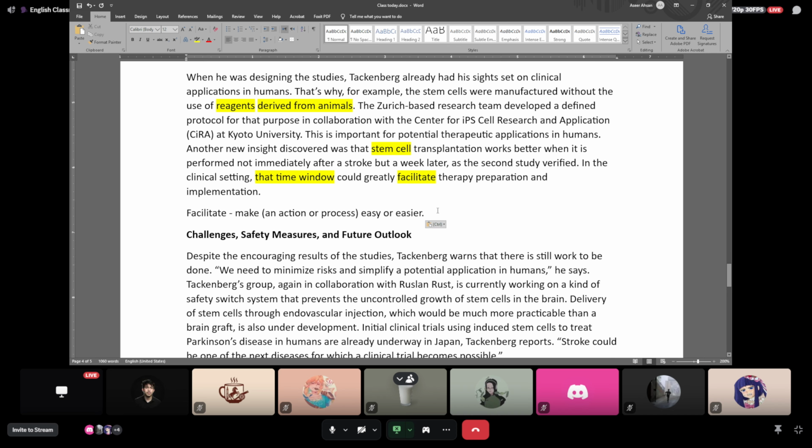Facilitate. It means making an action easy or easier. Greatly facilitate, if it's the form of giving facility to someone so that it makes the work easy for them. This is the most basic explanation of this word. That time window. What do you mean by this specific phrase?